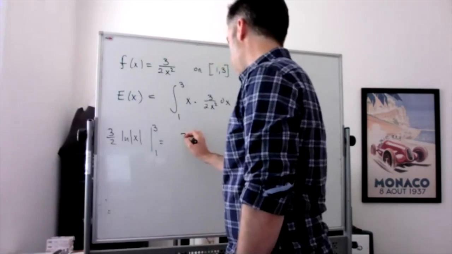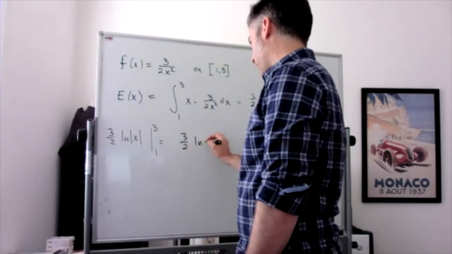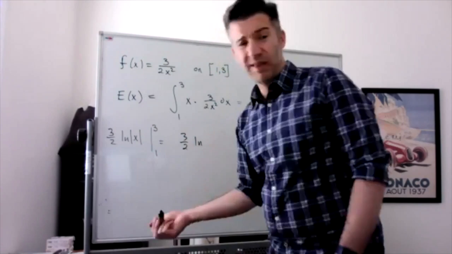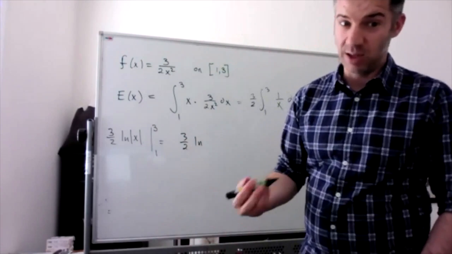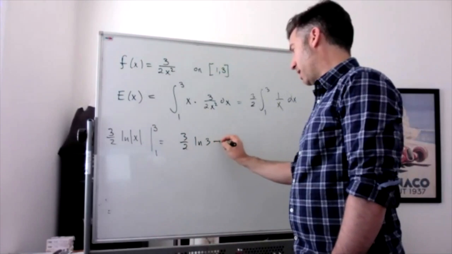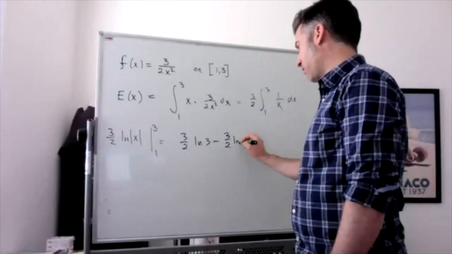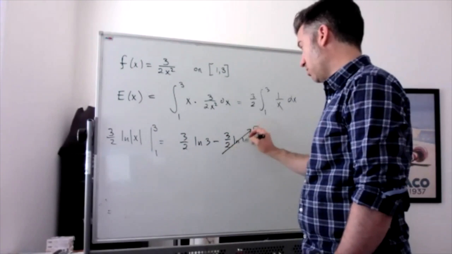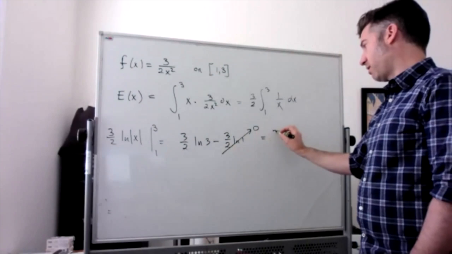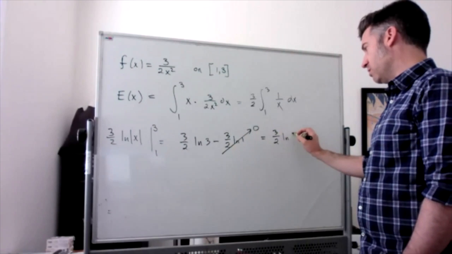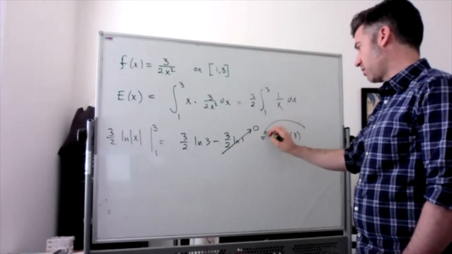We plug in 3, we get 3/2 times the natural log of 3. You don't need to write the absolute value of 3 because the absolute value of 3 is 3. Minus 3/2 times the natural log of 1. That's just 0. So our final answer is that the expected value is 3/2 times the natural log of 3.